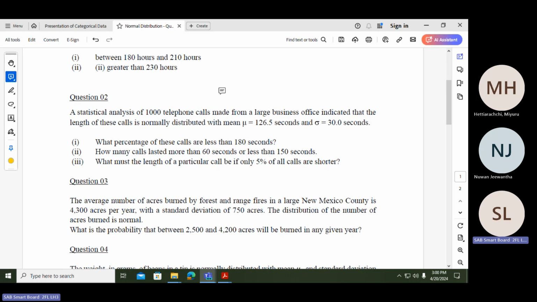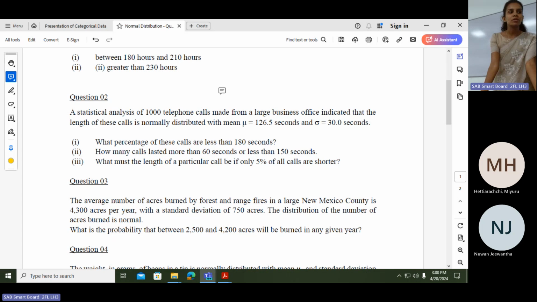Question number 2. A statistical analysis of 1,000 telephone calls made from a large business office indicated that the length of these calls is normally distributed with mu 126.5 seconds and sigma 30 seconds. Sigma means standard deviation. Then what is the X here? The length of a telephone call.